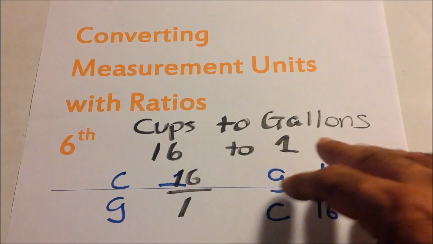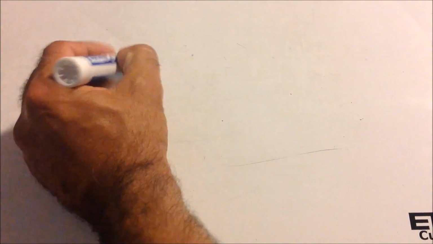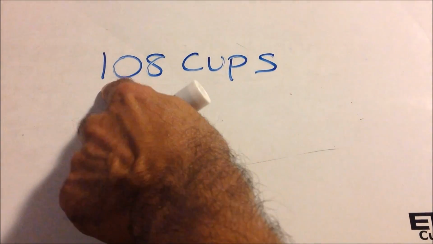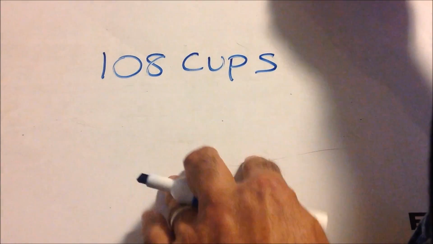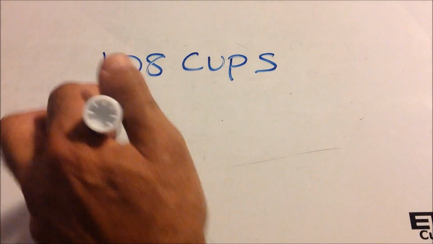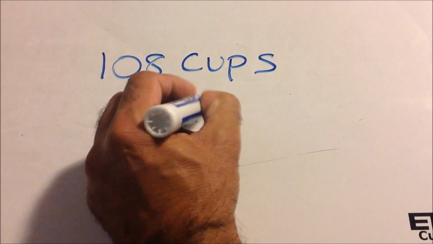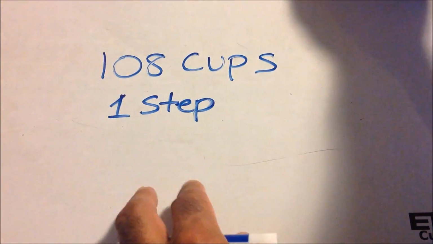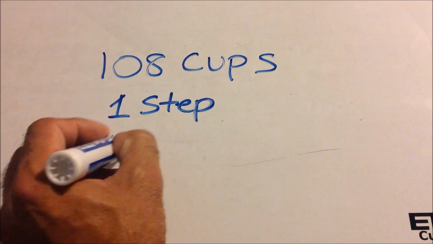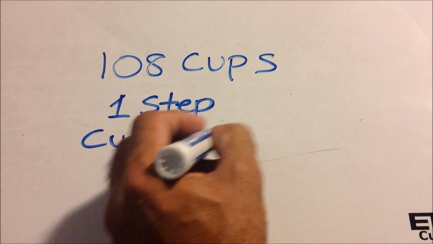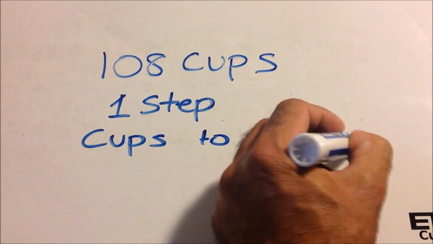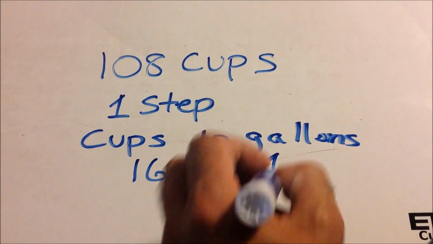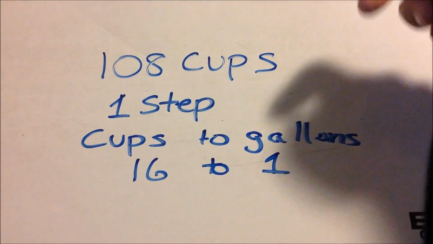Let's say I had a question for you, and I said we had 108 cups. I want to know how many gallons is in 108 cups. Well, the first step you should know for any of these questions is how many are in what item you're using. So in this case, we want to know how many cups are in a gallon. Cups to gallons. So we already know there's 16 cups to 1 gallon. That's the first step. We have it.